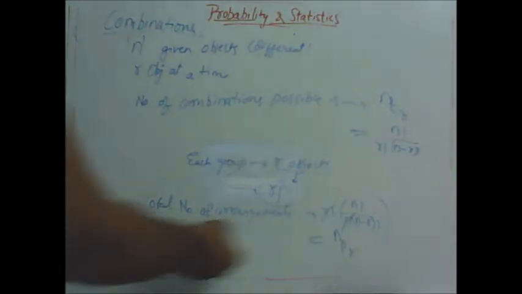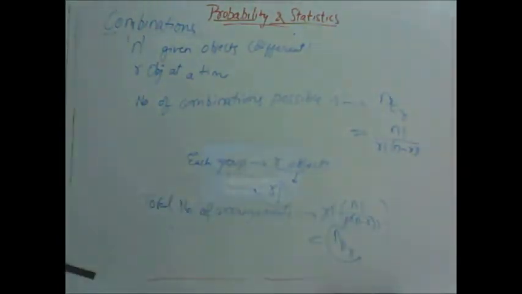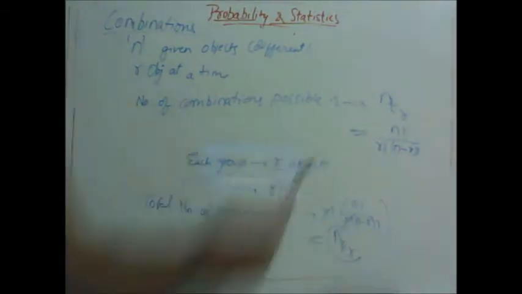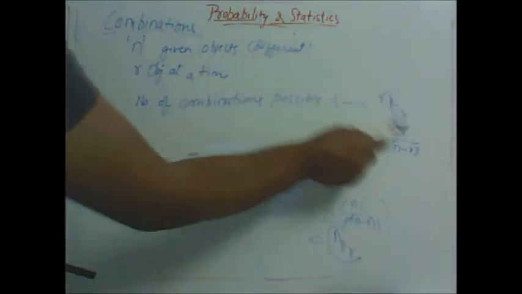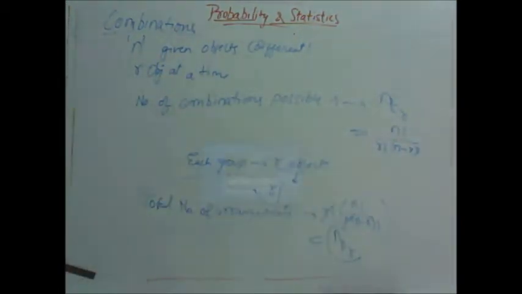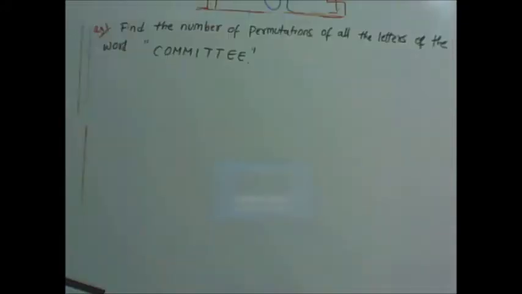So when it comes to total number of arrangements, we will take NPR, which is n factorial by n minus r factorial. When we are grouping, where sequence is not important, only grouping the things, then it is NCR, n factorial by r factorial into n minus r factorial. Okay, so I hope the thing is clear by this.